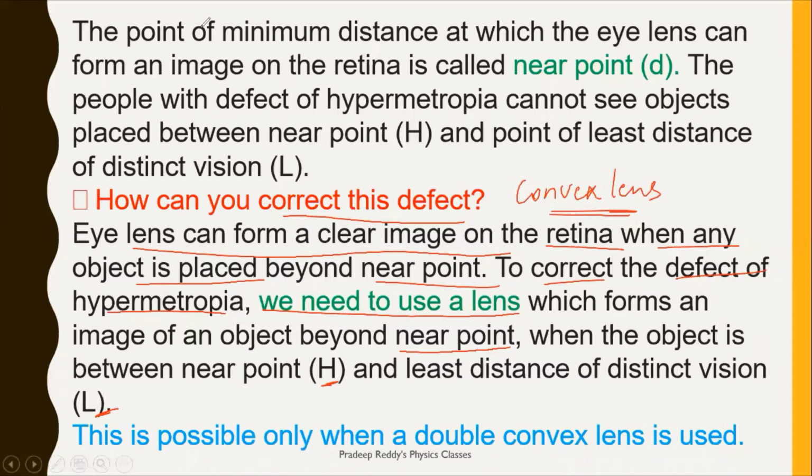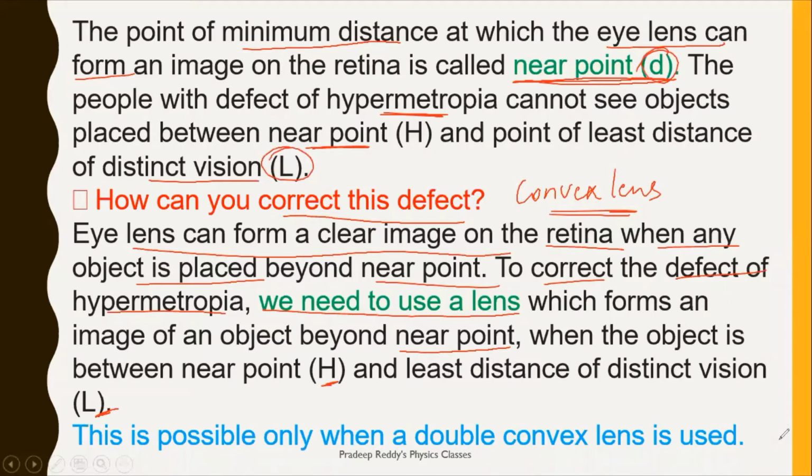And remember here, the point of minimum distance at which the eye lens can form an image on the retina is called the near point. Right? So that means in case of hypermetropia, larger distances you could see. But when you are coming closer, at a certain near point, you could not get the image. That near point is denoted with H. People with the defect of hypermetropia cannot see objects placed between the near point and the point of least distance of distinct vision, so that means in between H and L.